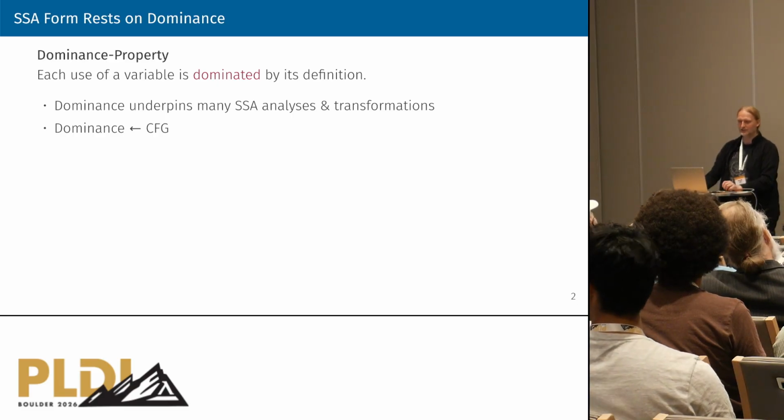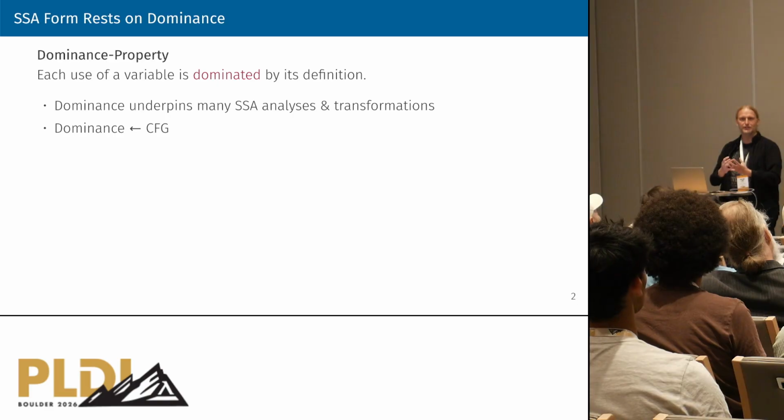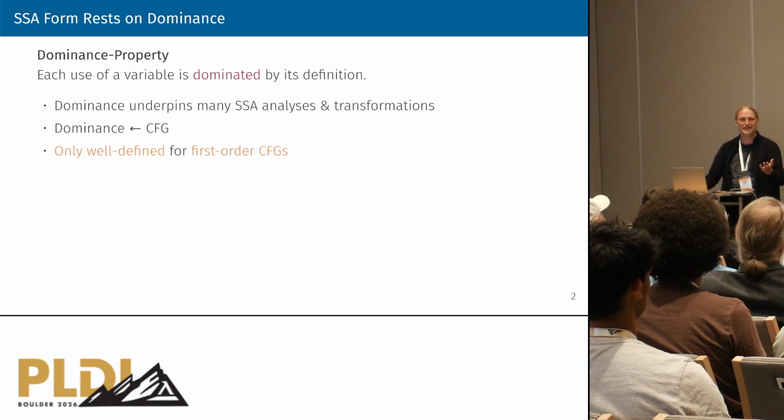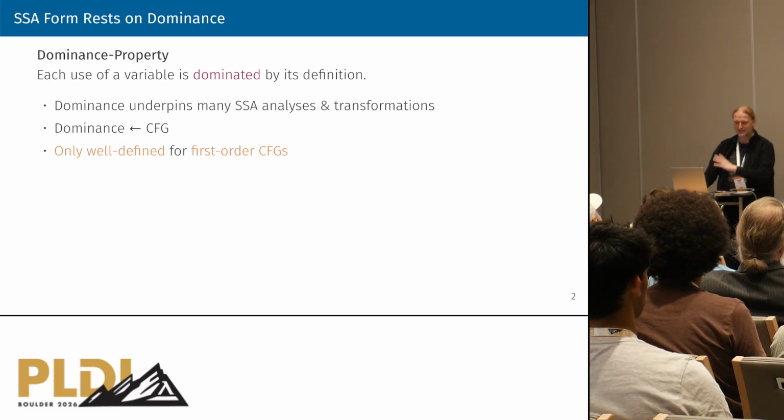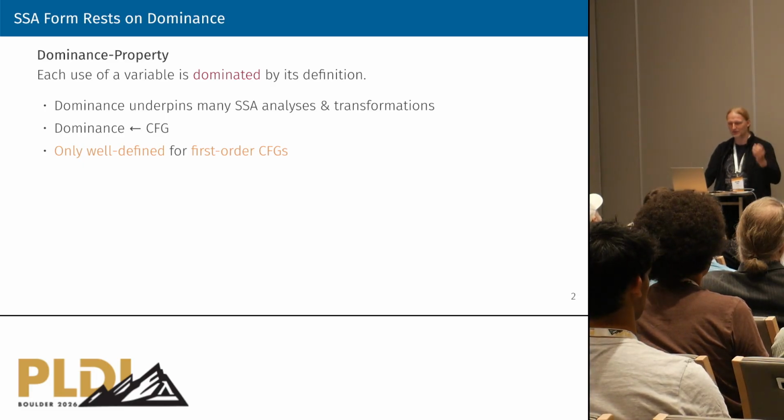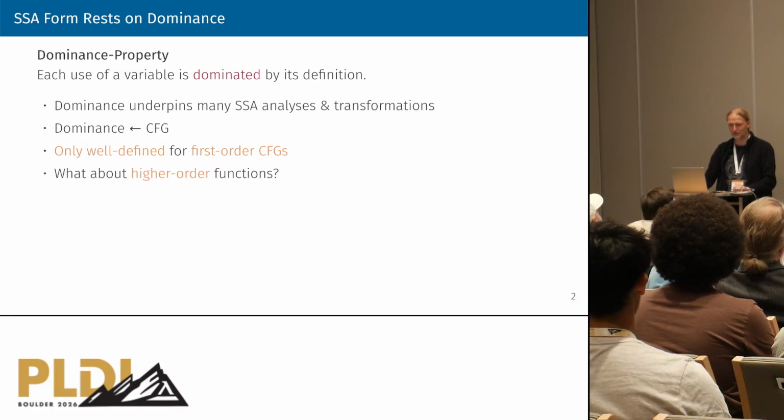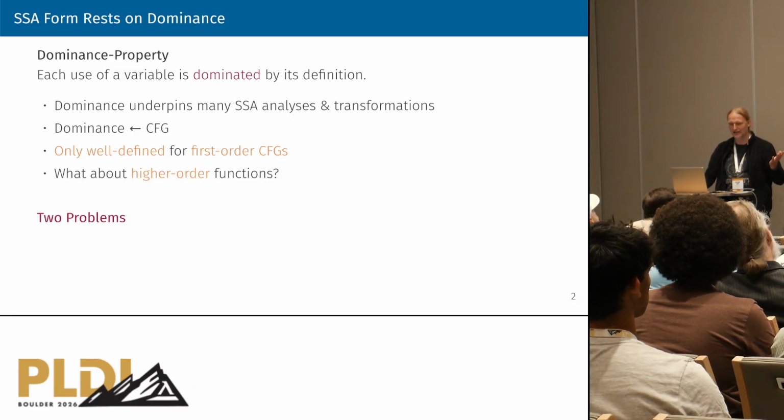But there's a catch. Dominance is derived from control flow, so we need this control flow graph, right? If you don't have a control flow graph, it's kind of debatable what dominance actually means. So this whole concept of dominance in SSA is only well defined for first order control flow graphs. So what do we do about higher order functions?